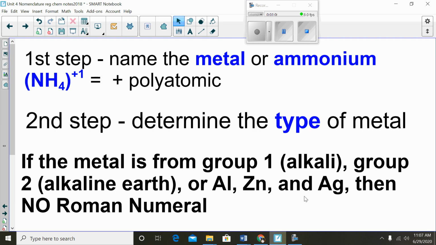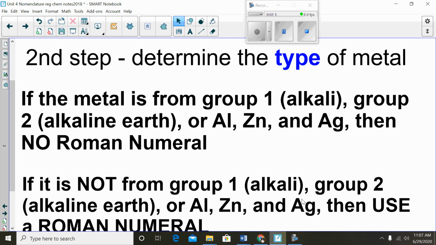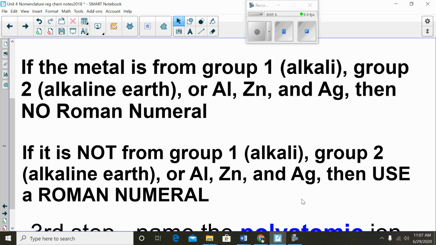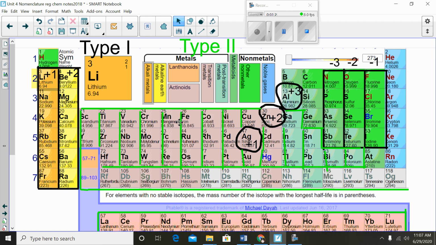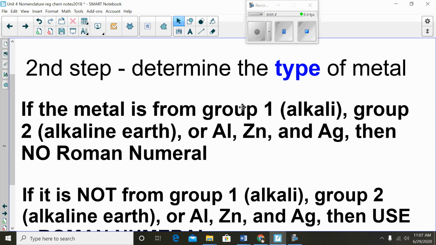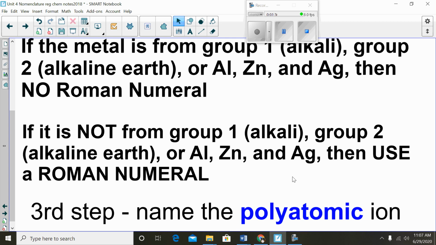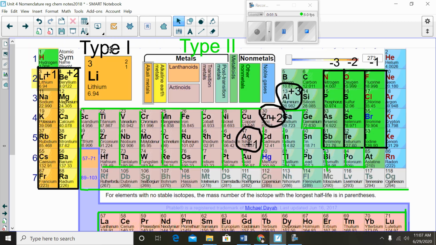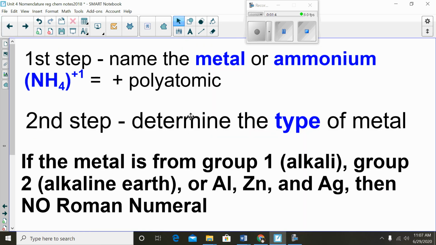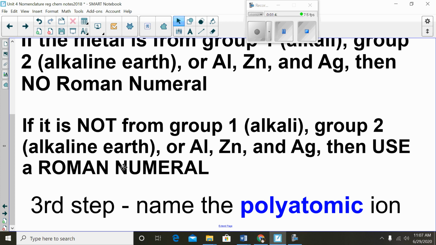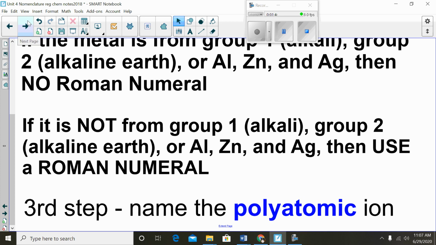Now, the second step is to determine the type of metal. So if the metal is from group 1, which are the alkalis, group 2, alkaline earth, or is aluminum, zinc, or silver, then no Roman numeral is used. So remember, you have your type 1s labeled. If the metal is not from group 1, group 2, or aluminum, zinc, and silver, then you use the Roman numeral. So these are your type 2s. Third step is to name the polyatomic ion. So let's practice.